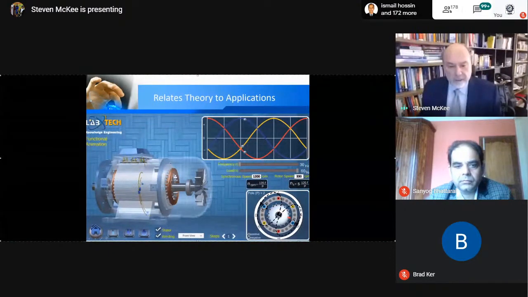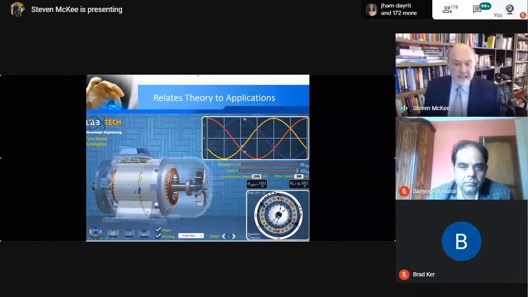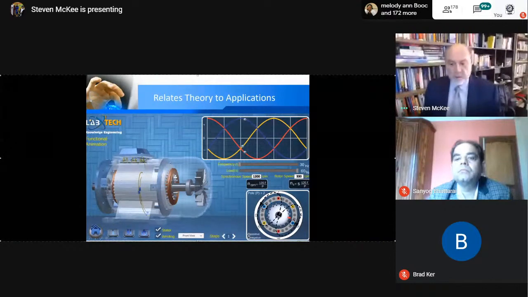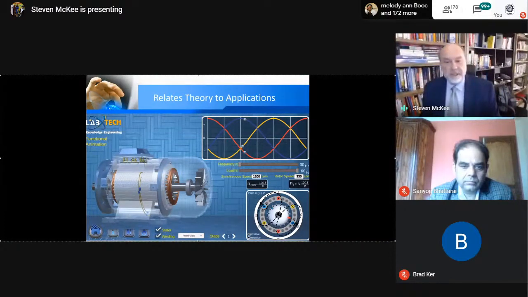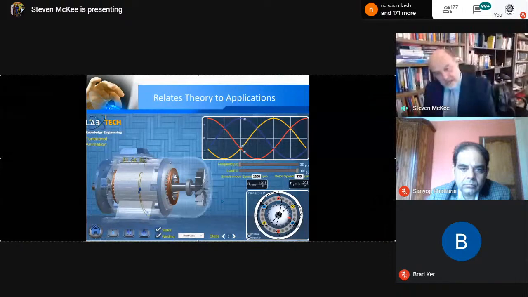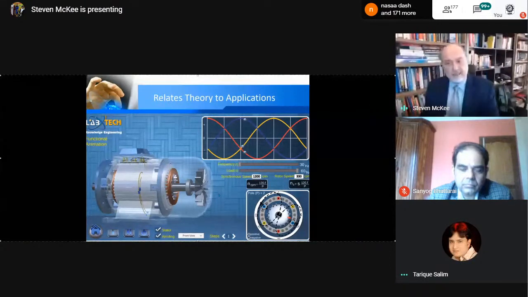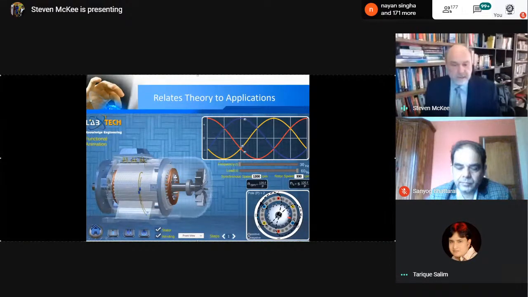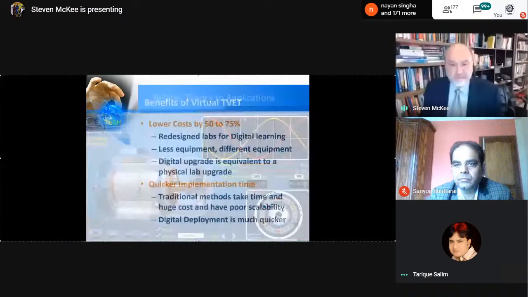Here's the electric motor. So we show the detail, the inside of the electric motor will be spinning around. We can see the waveforms. We can see the poles working. How else do you show this? So this is relating theory to applications. And this is always a difficult thing that we have for the student. You teach the theory, but then how do you get that applied into the school? This is what these programs can do very, very well.